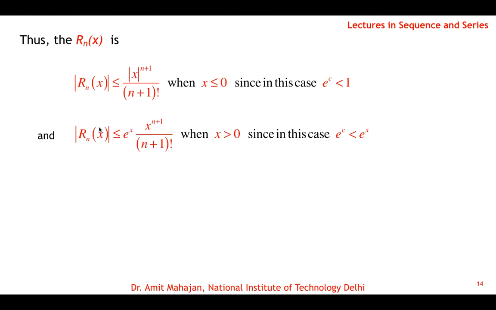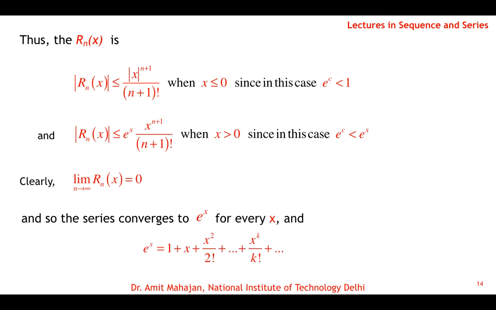And so if I take n tending to infinity, in either case, the limit as n tends to infinity of x to the power n+1 by (n+1) factorial is 0, so it immediately gives me that the limit as n tends to infinity of Rn(x) is 0. And by definition, this series converges to e to the power x, and we can write e to the power x as the infinite series. So this is our Taylor series and its convergence.